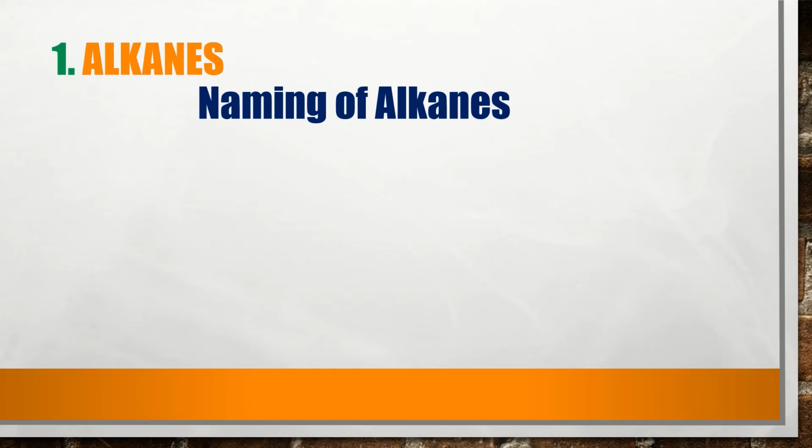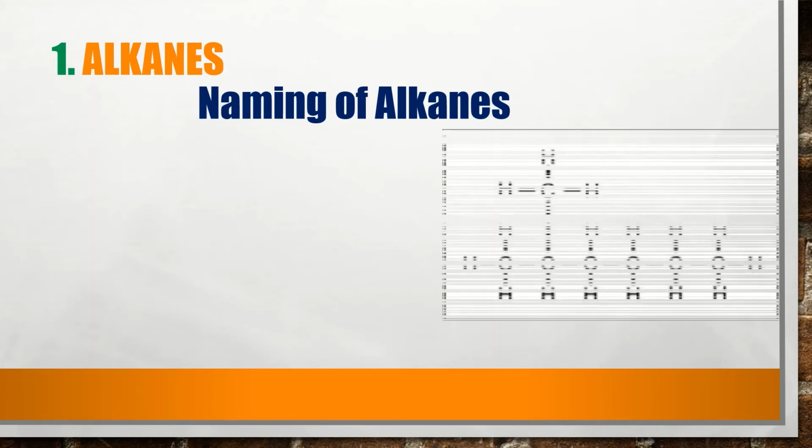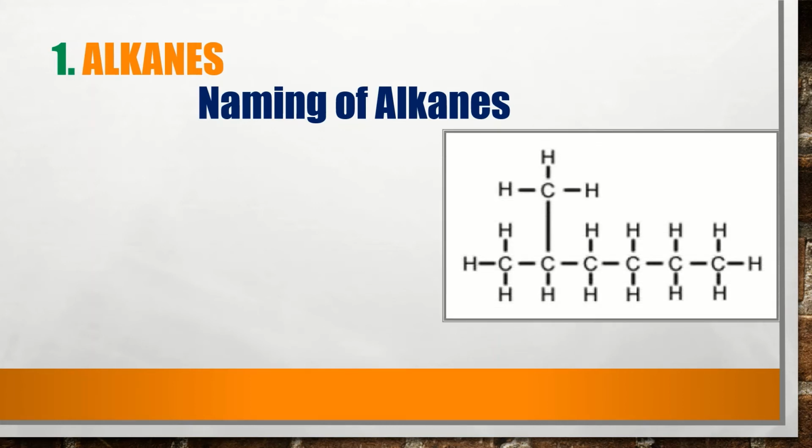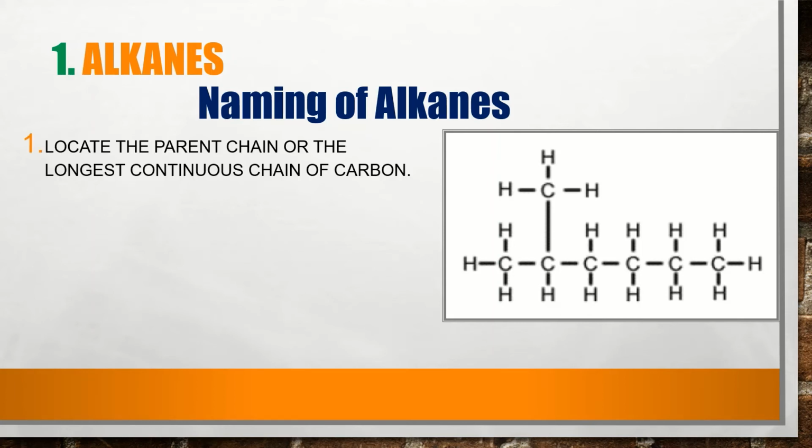The IUPAC, International Union of Pure and Applied Chemistry system, is used for the naming of organic compounds. We will follow the step-by-step procedure to come up with the name. Let us have this example structure. The first step is to locate the parent chain, or the longest continuous chain of carbon. So this is the parent chain of this structure.